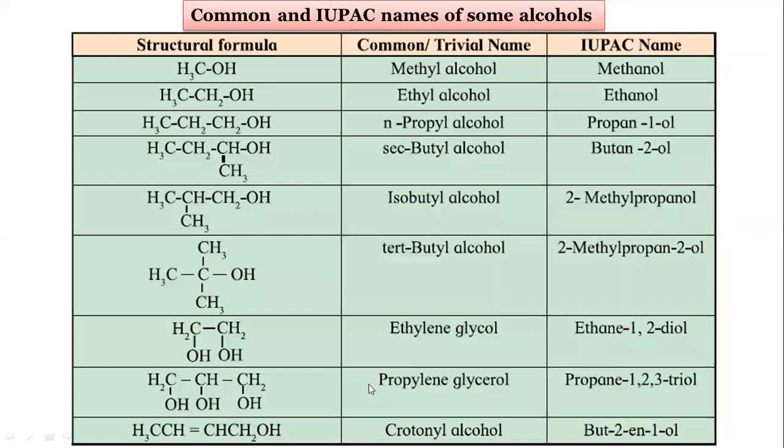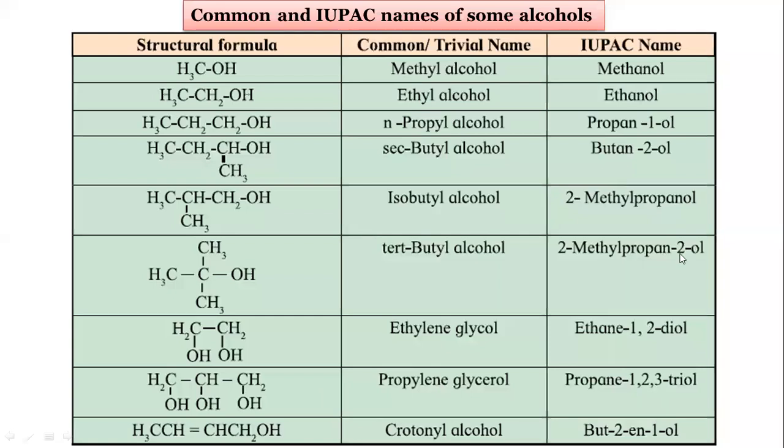See, I will take one example of diols, because two OH groups are there. This is ethylene glycol, the common name. If two OH groups are there, it becomes glycol. If three OH groups are there, the common name is glycerol. These are not called alcohols; alcohols are called when one OH group is there. If two OH groups are there, it becomes glycol, and if three OH groups are there, it becomes glycerol. I am talking about the common names.